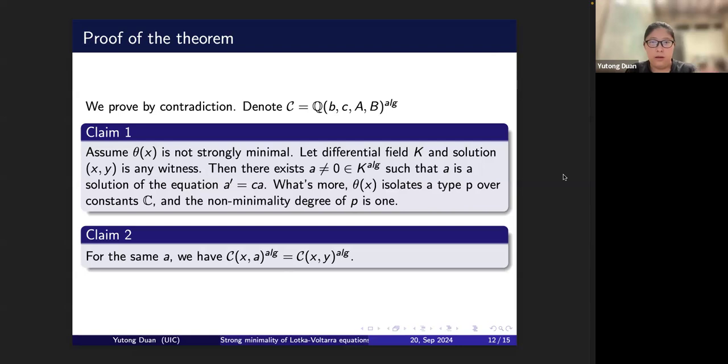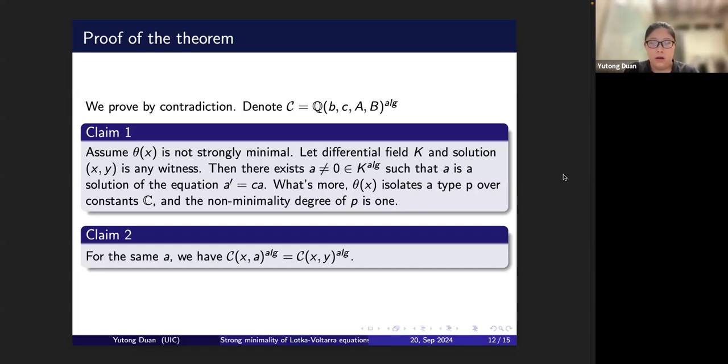By witness, we need to have a differential field K and a solution. Because I assume it's not strongly minimal, that means the transcendence degree can happen to be 1. Then the claim says there exists a, not equal to 0, in the algebraic closure of K, such that a is a solution of the equation a prime equals c a. And you can imagine from here that the witness differential field K cannot be C or C(t) alone.